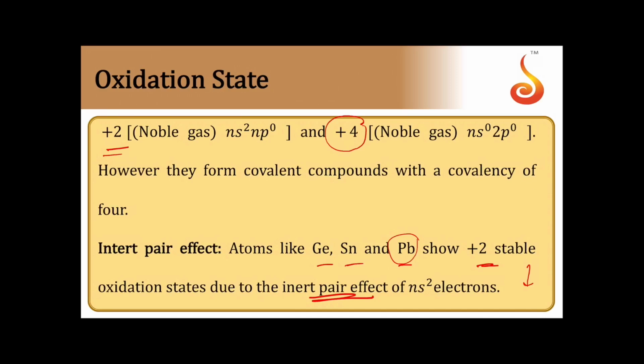So for tin, +4 compounds are stable, but for lead, +2 are stable because of inert pair effect. However, they form only covalent compounds, where the covalency of the atoms is 4. So the common state is +4. Down the group, +2 becomes more stable because of inert pair effect, and lead is having stable +2 compounds, as tin is having stable +4 compounds. So inert pair effect is more for lead when compared to tin.